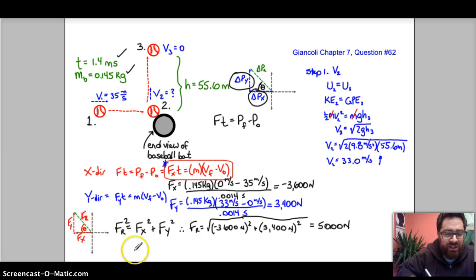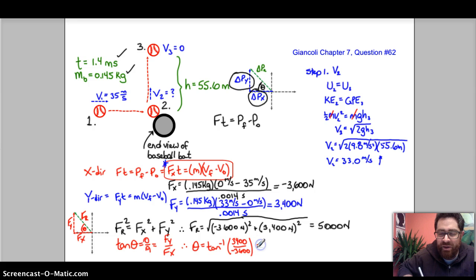Okay, so now I'm looking for this angle theta. The trigonometric function that relates y to x in this case is going to be tangent, so tan theta is equal to opposite over adjacent. This is the TOA in SOHCAHTOA. In this case, the opposite side is f sub y, and the adjacent side is f sub x. Then I'll take the inverse tangent of both sides. So theta is equal to the inverse tangent, or arctan, of fy over fx, which in this case is 3,400 over negative 3,600.